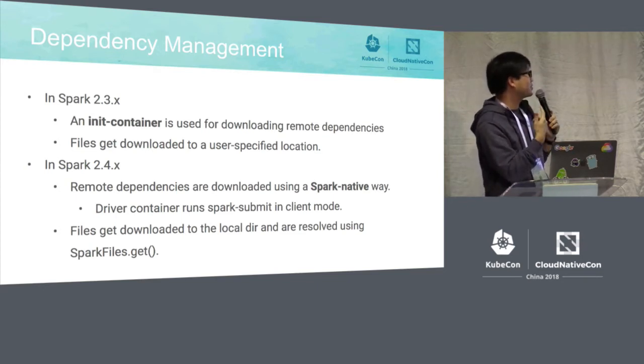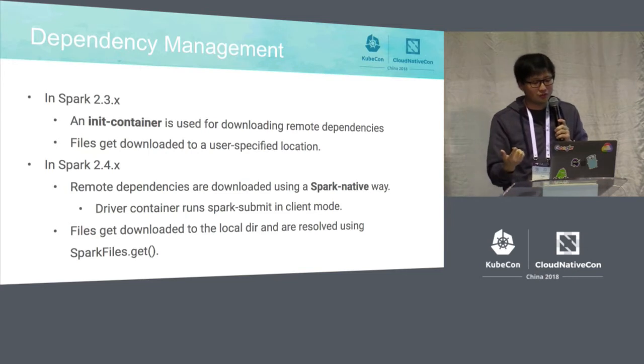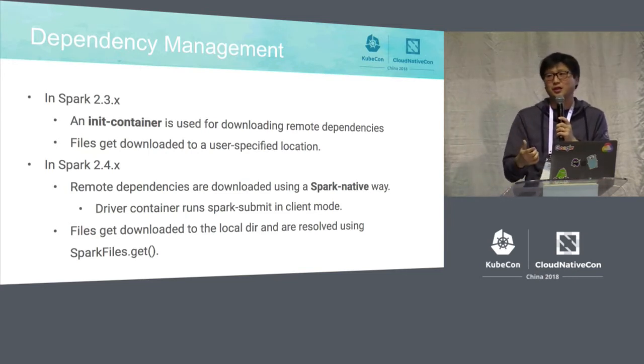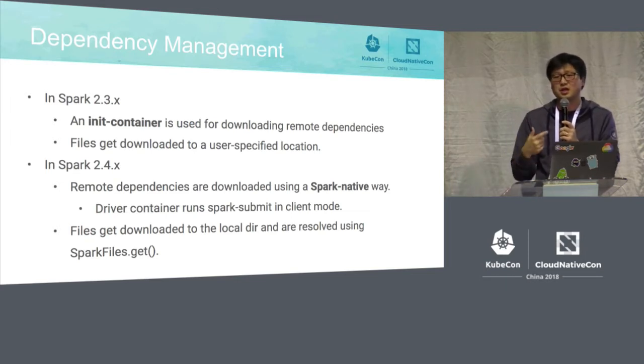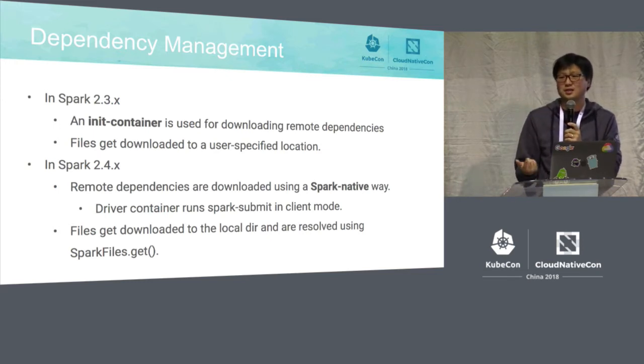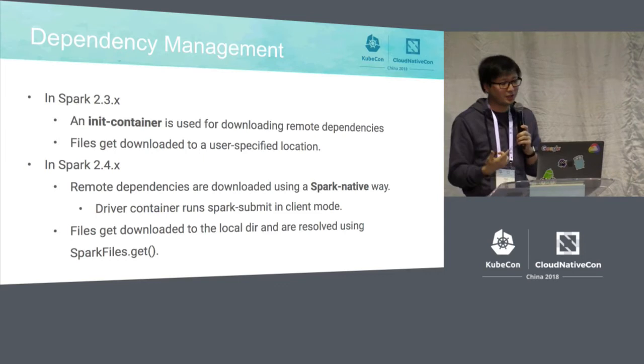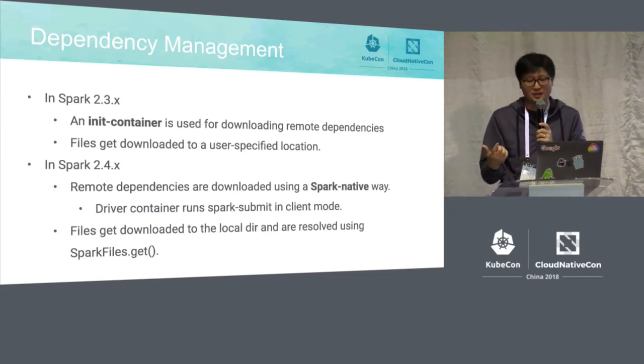But with that change, there's a very significant change. Files are no longer downloaded to a user-specified location, but rather these files get downloaded into the local working directory in a randomly generated directory. You can still access things like jars naturally because these will be added to the class path. But if you have some file you want to access by a file path, you have to use the Spark files.get to resolve these file paths, basically.